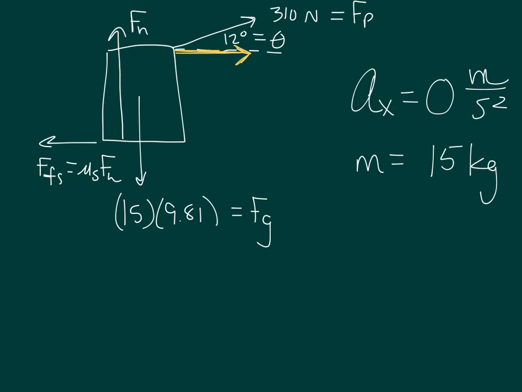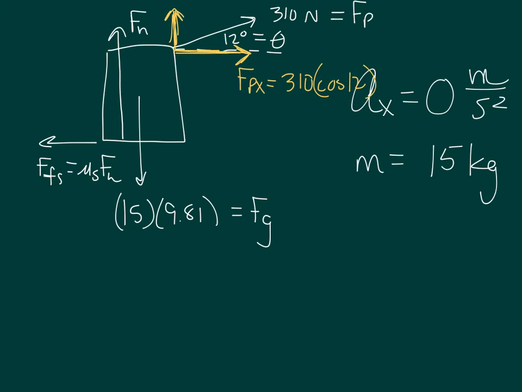Oh, you do, what's the sine? Cosine. So you do, I was going to do 310 cosine 12. Good, Frankie. Okay? F_px is 310 cosine 12. What's F_py? Instead of cosine, simply sine.